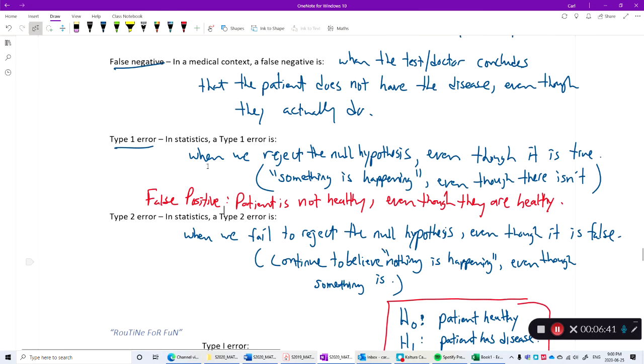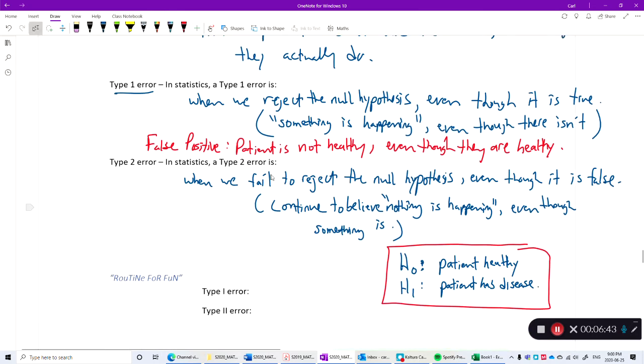Whereas type 2 is when we fail to reject the null. So we believe they're healthy. I should be really careful here. It's not that they are, it's that we say they're not. We say the patient is not healthy, even though they are. Or maybe even better, the doctor says the patient is not healthy, even though they are. That's a false positive.